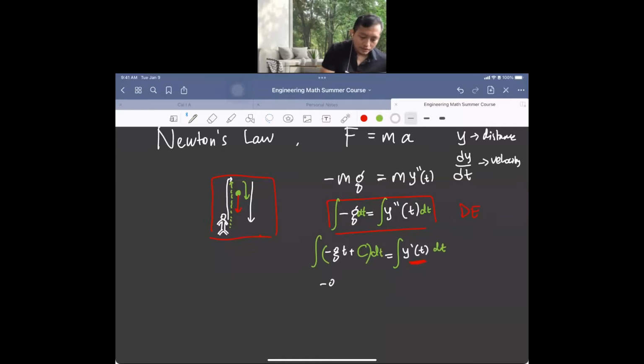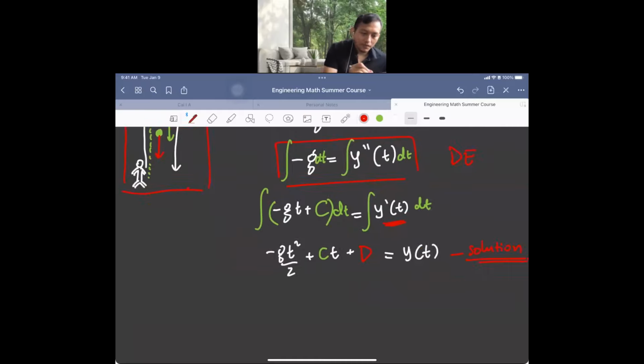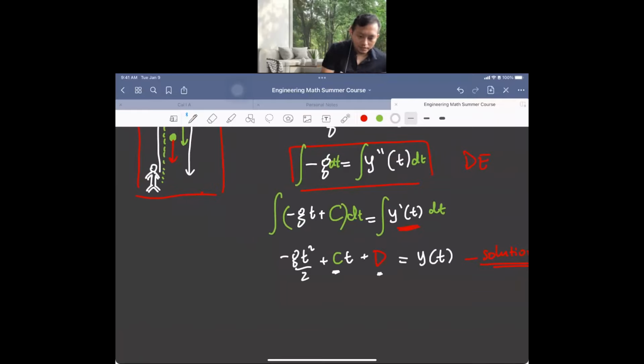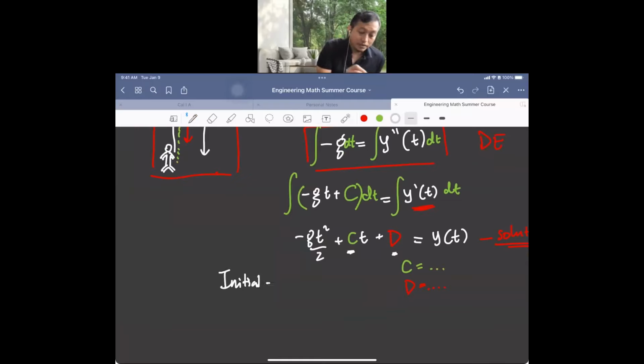So this will be g t squared over 2 plus, let's say, c times t, and then plus another constant, let's say d, and equal y of t. And we can say that this will be one typical solution that is possible to make, right? And you will see that we have two constants here. So what are the constants? This is something that we need to solve for later on. We can solve these two constants with an initial value problem, so we need to know the initial conditions.